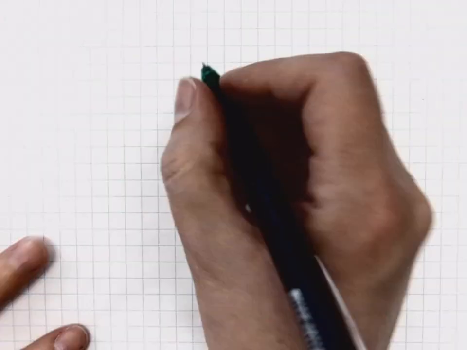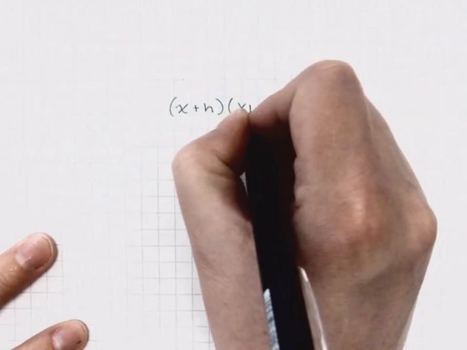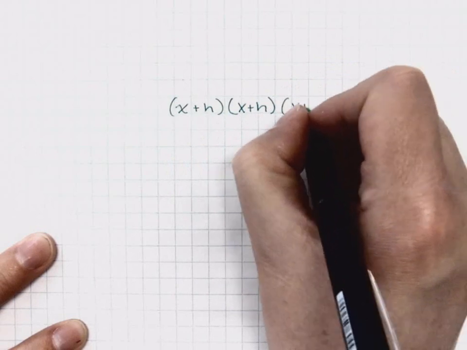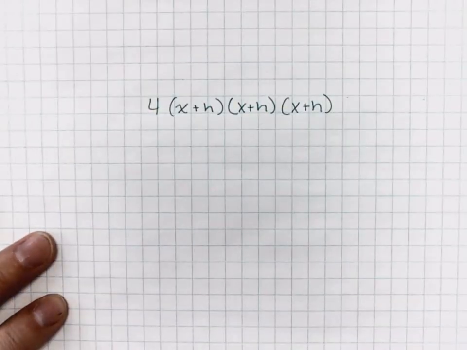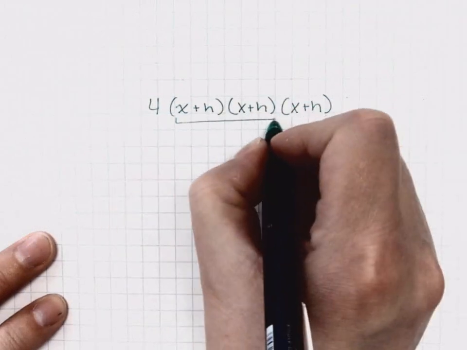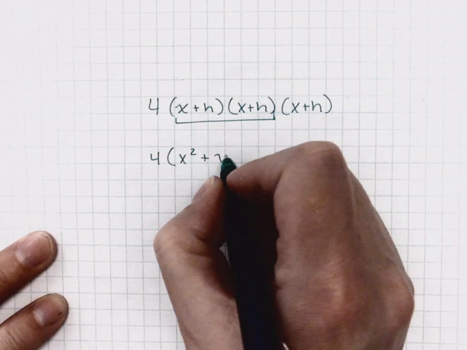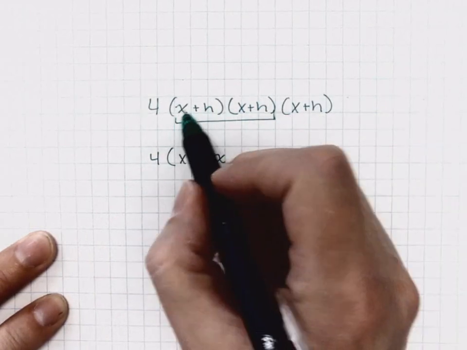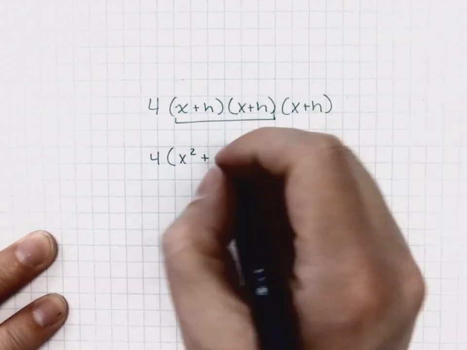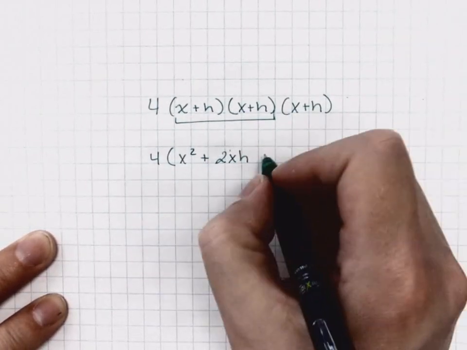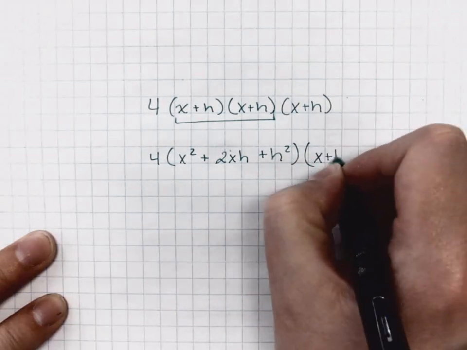Okay, I'm just going to pull this off to the side. So I have (x plus h) times (x plus h) times (x plus h) times 4. So I'm going to do these two things first. Oops, forgot my 2. Because we've done this one already, right? We've done this one a million times.